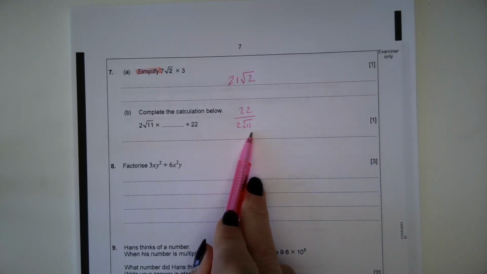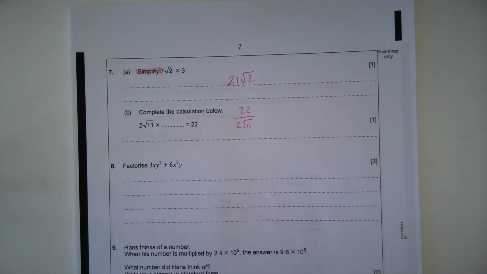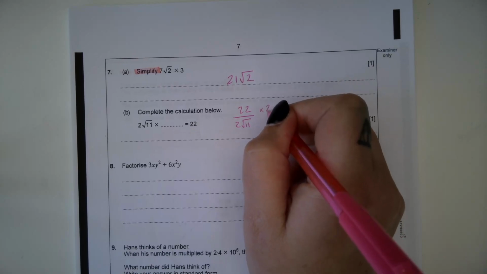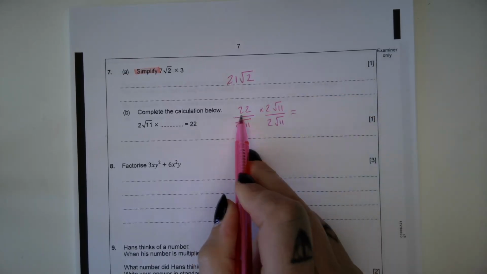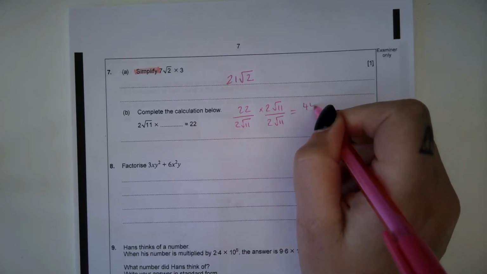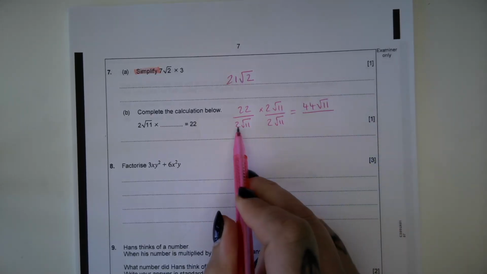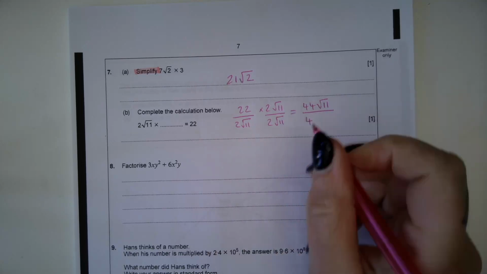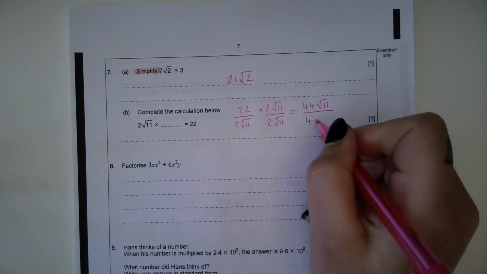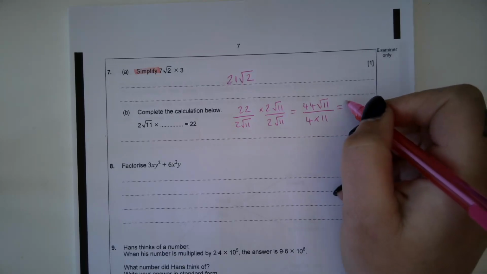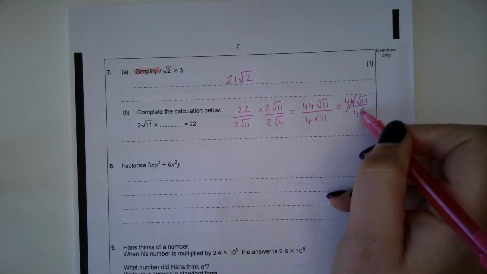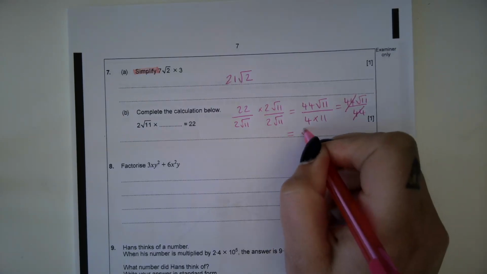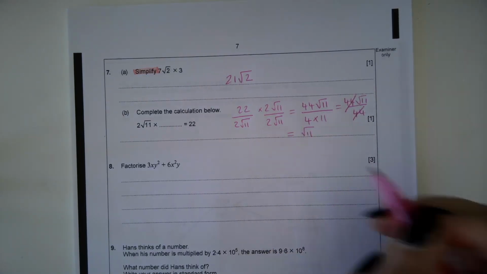But now we have a surd on the denominator, so we need to rationalise the denominator here. So I'm going to times the top and the bottom by 2 root 11. So 22 times 2 root 11 becomes 44 root 11. 2 times 2 is 4. Root 11 times root 11 is 11. So we have got 44 root 11 over 44. Well, the 44s will simplify out. So this must be root 11.